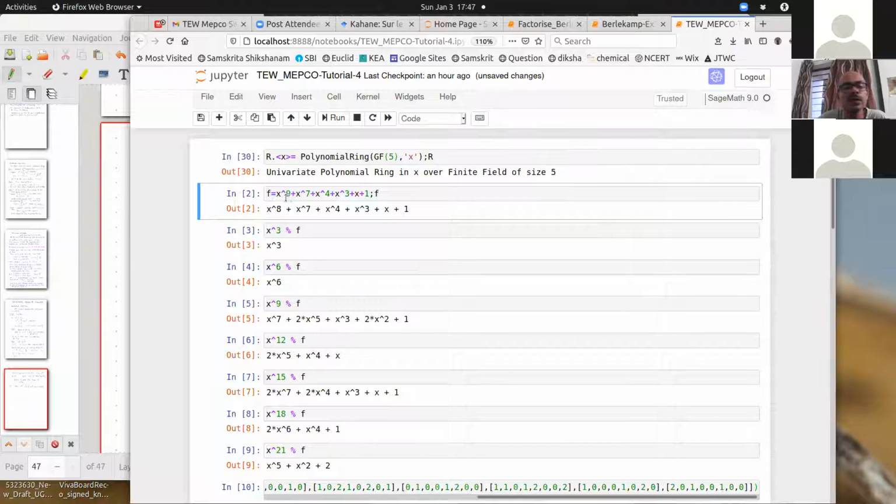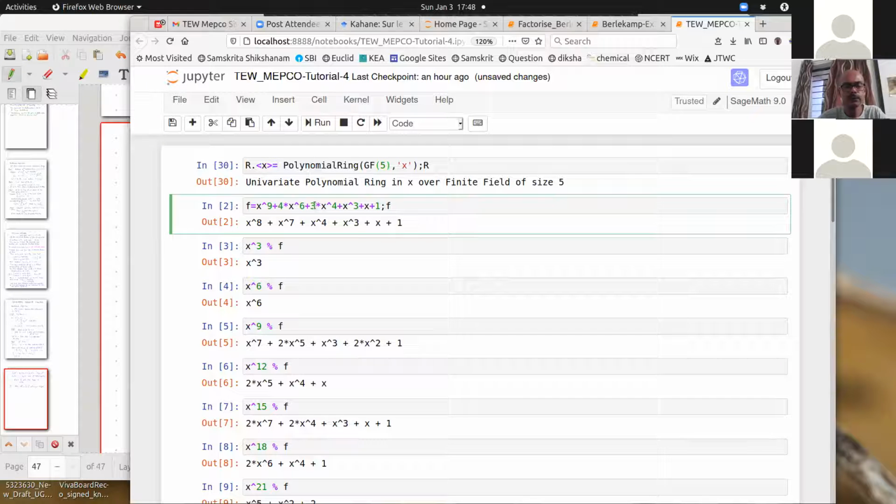x to the 9, and 4x power 6, 3x power 4, plus 3x power 3, plus x, plus a constant term.